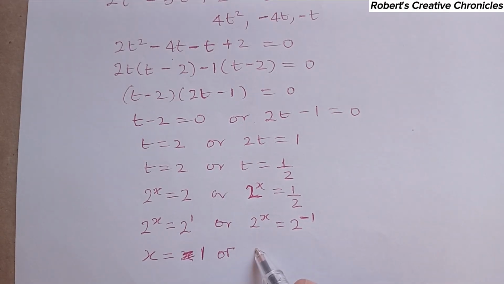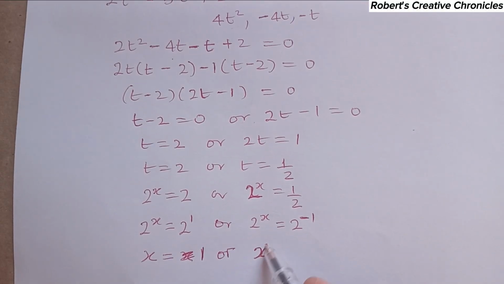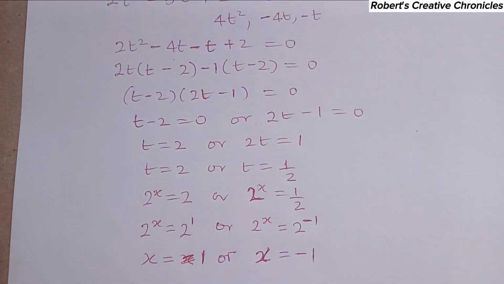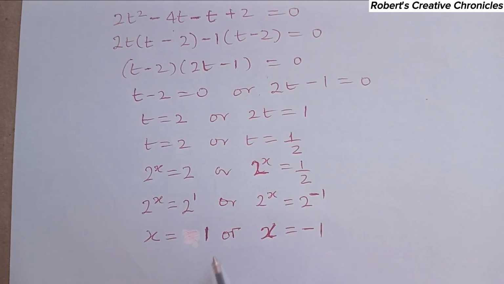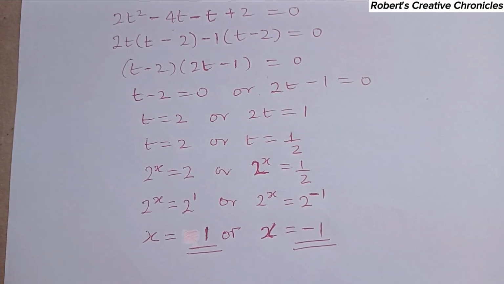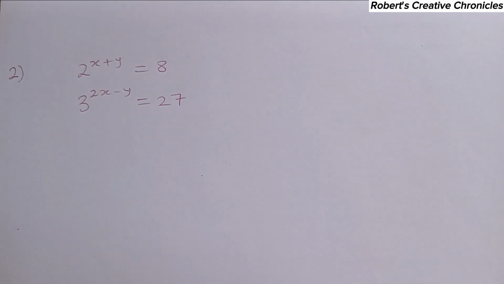Or x is equal to minus 1. So our final answer is x is equal to 1, or x is equal to negative 1. So that's the final answer for exercise 1. Now let's move to the second exercise.